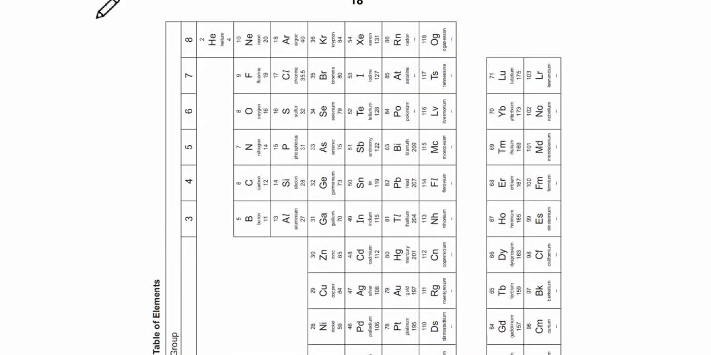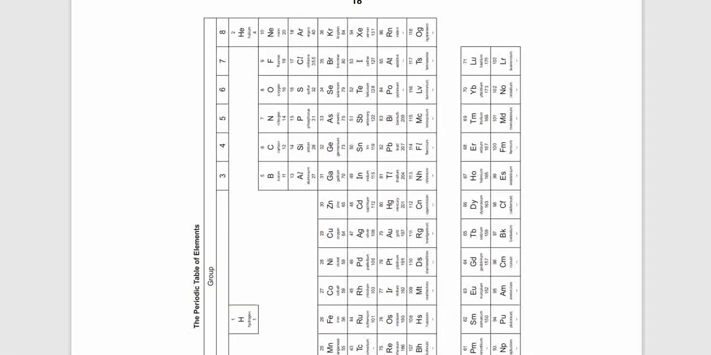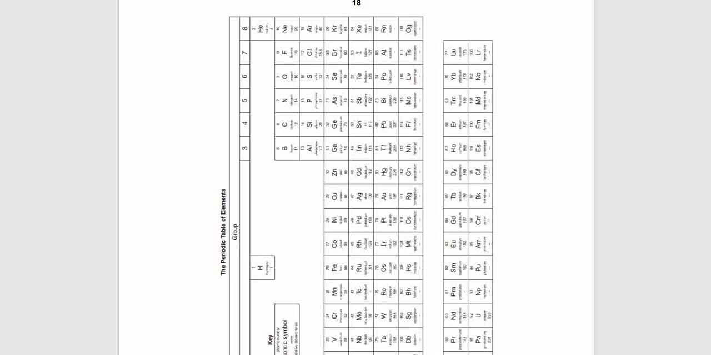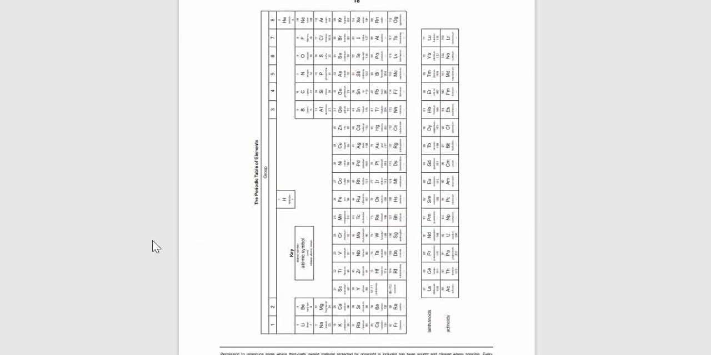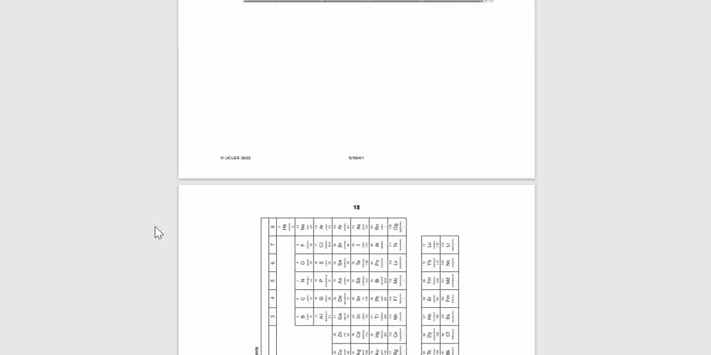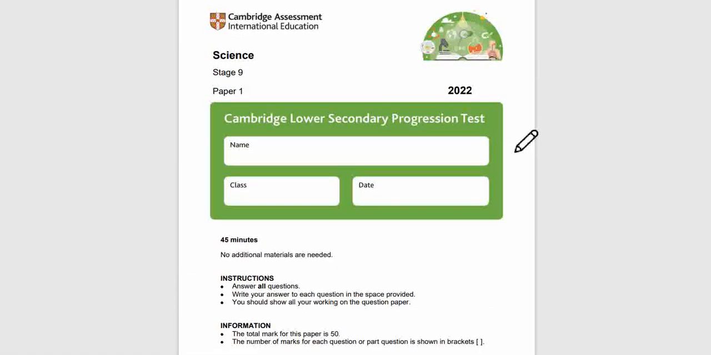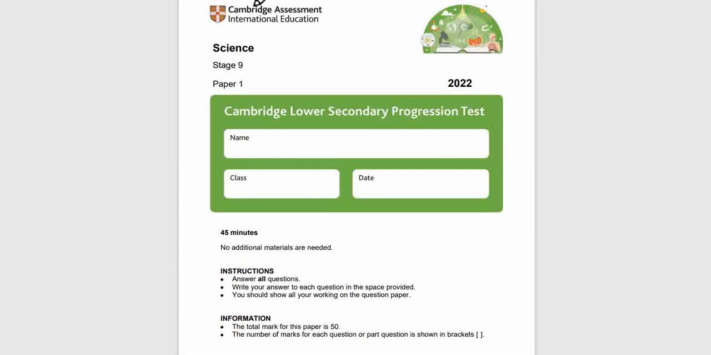And this is the periodic table attached at the end of this paper. So we are provided with a periodic table. If you would like, take a screenshot of the periodic table and save the file on your computer, and pause this video. After that, we can see the discussion together.